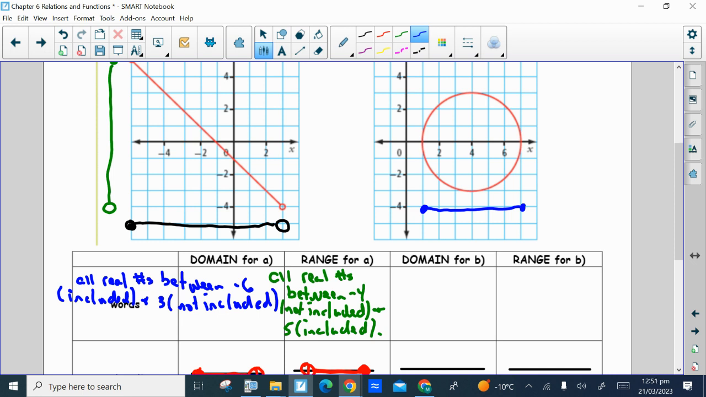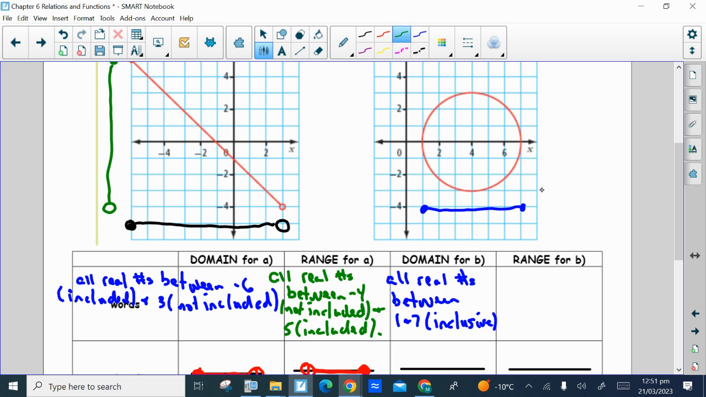So if we're going to write the domain in words, we would say all real numbers, and in this case we can say between 1 and 7 inclusive. And if we say inclusive, that means both endpoints are included. That's what the word inclusive means.